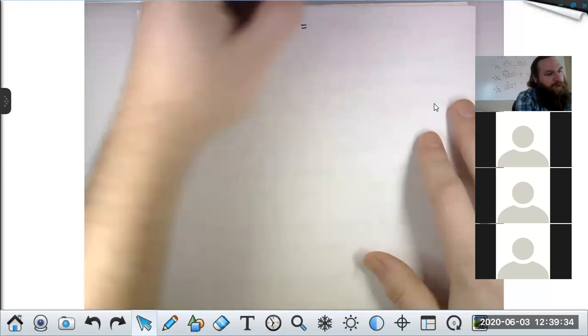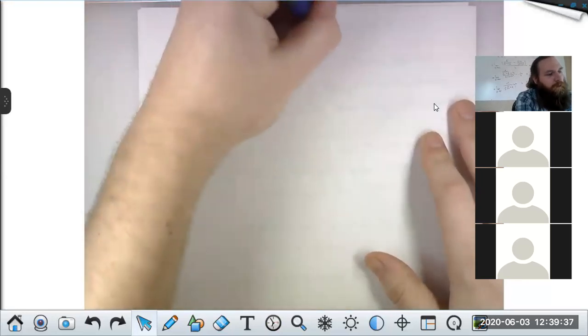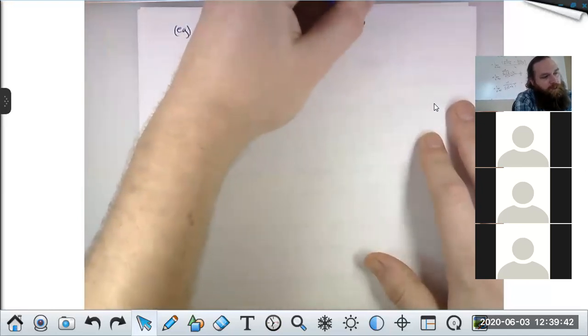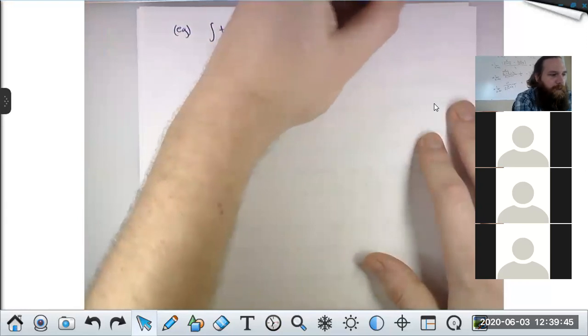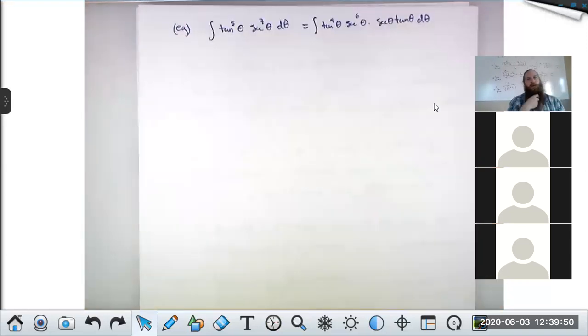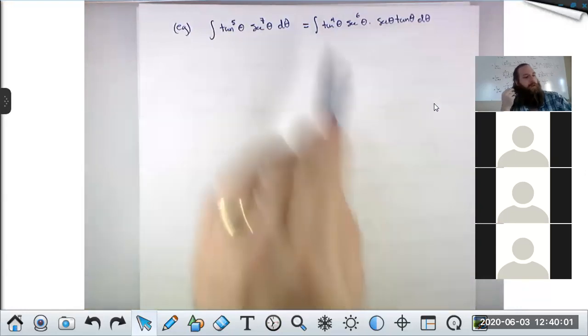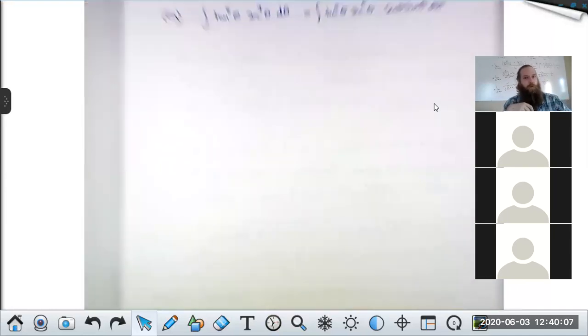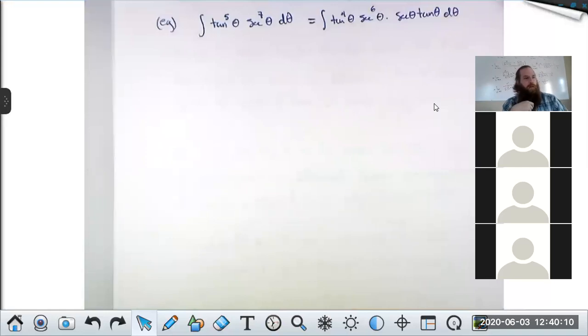So I start by rewriting this as the integral of tan to the 4th theta secant to the 6th theta times secant theta tangent theta d theta. Because I'm thinking I want to try and substitute for secant, which means I'll need a secant tangent for the differential, because the derivative of secant is secant tangent. That means everything else that's left over needs to be written in terms of the secant function. In particular, this 4th power of tangent needs to be written in terms of secant.